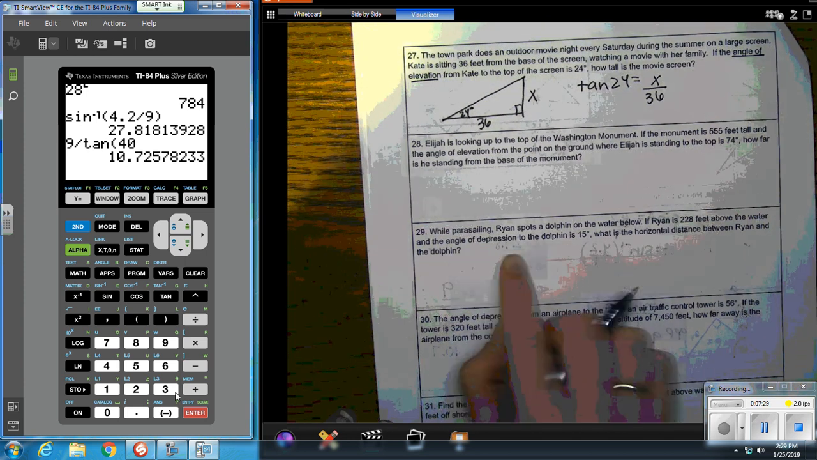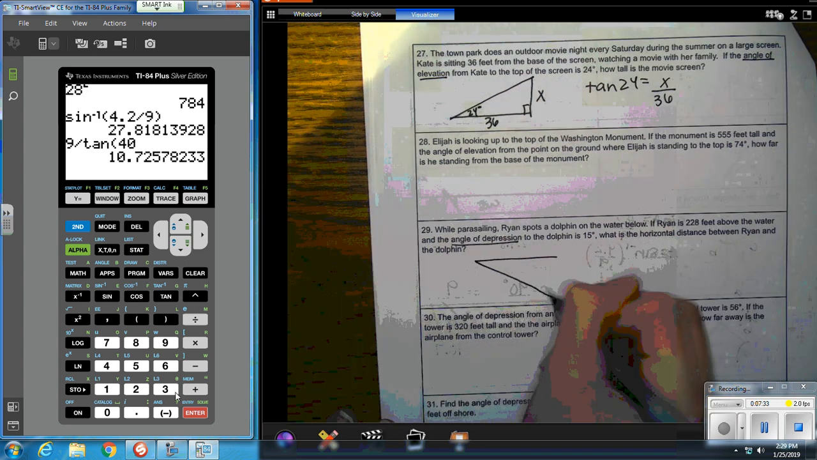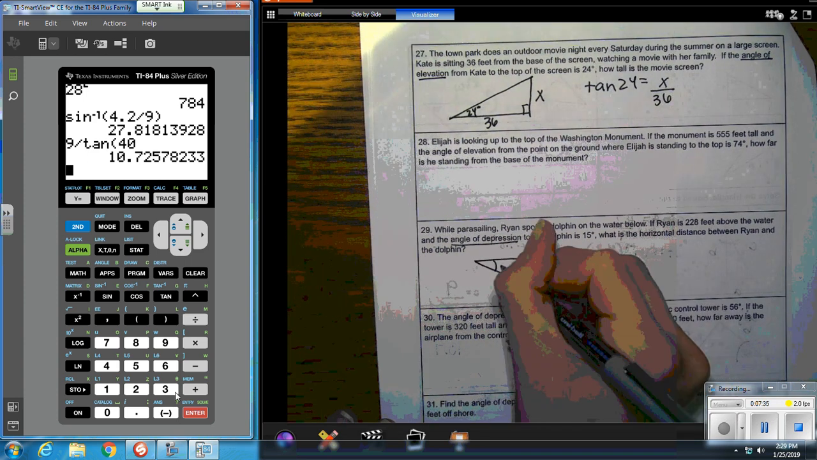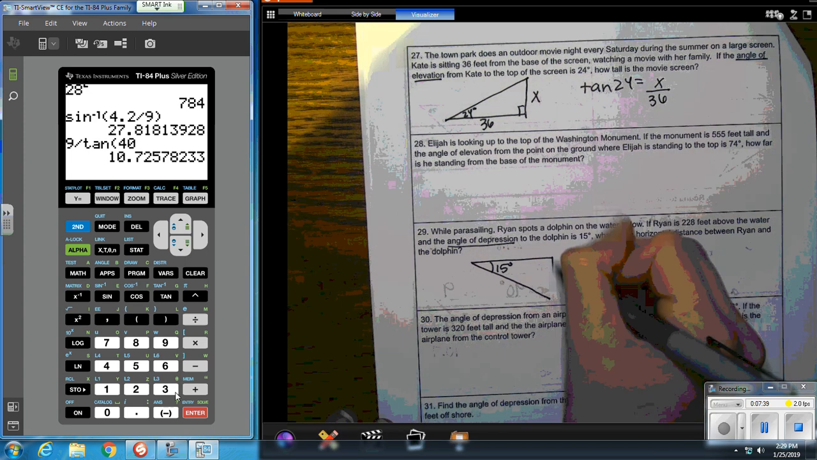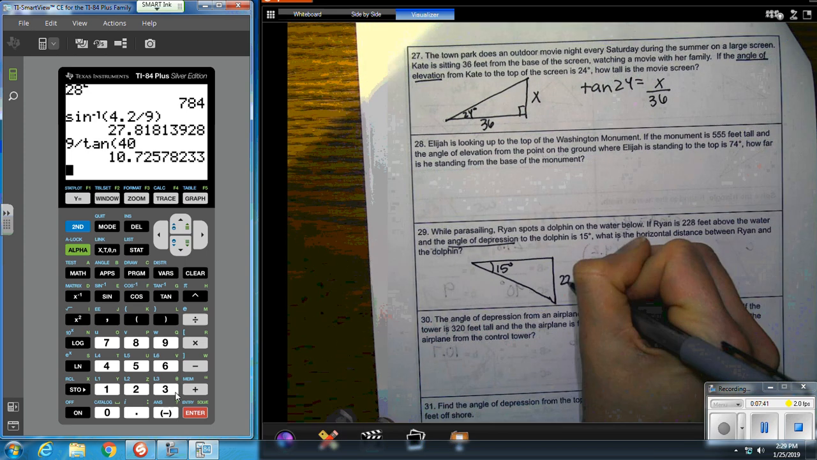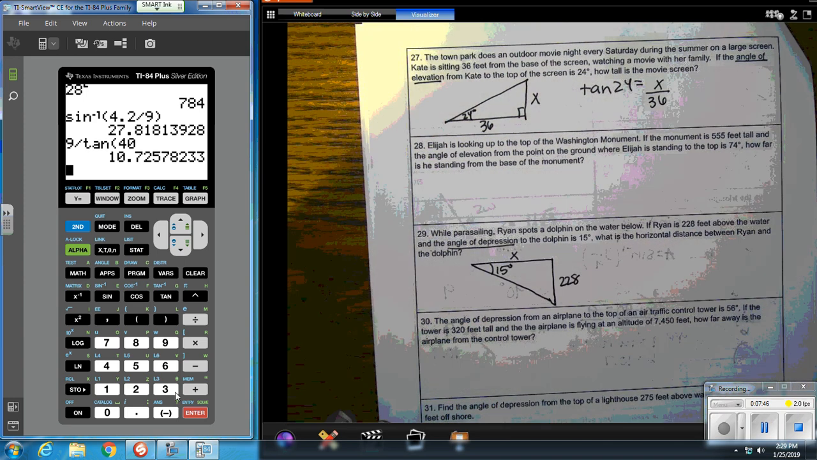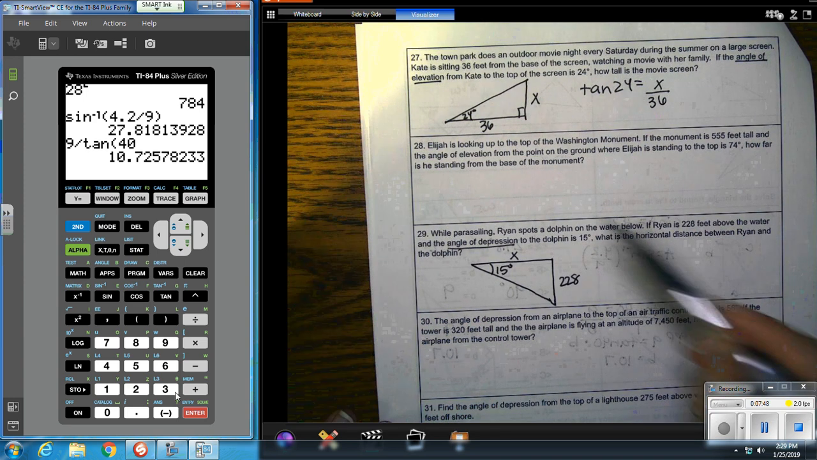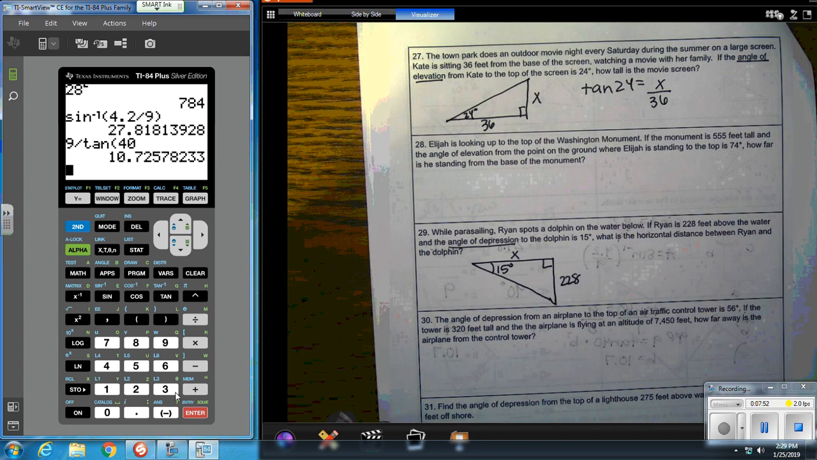In the opposite direction, angle of depression means you draw your horizontal line and you look down. So this is 15 degrees. He is 228 feet above the water while he's parasailing. And I want to know the horizontal distance, so that would be my picture. And again, I would set up. This example is also tangent, and you'll be able to set it up and solve for X.